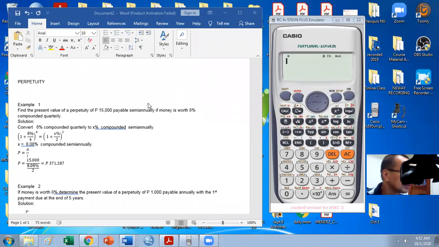Okay, let me continue now. Ito yung perpetuity naman. Pag sinabing perpetuity, ito yung infinite yung payment. Okay? Now remember, our formula is P is equal to A, that is 1 minus 1 plus i to the negative n over i.